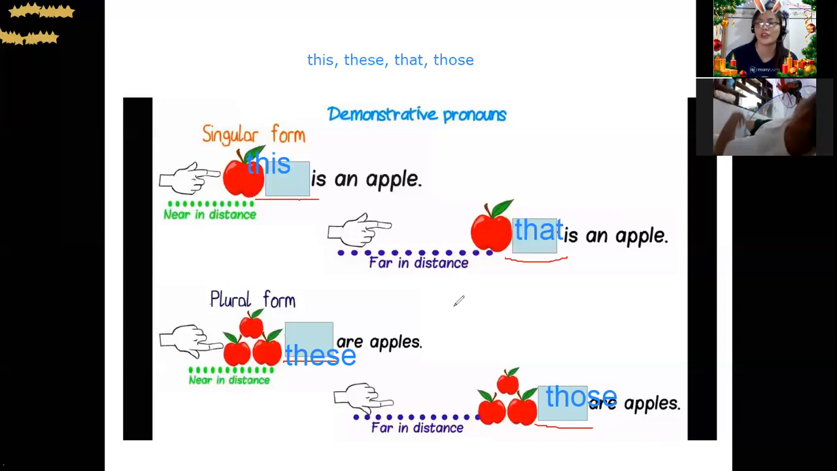Another 10 stars for you. 1, 2, 3, 4, 5, 6, 7, 8, 9, 10. Very good.